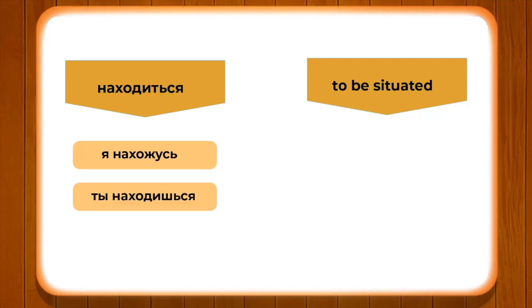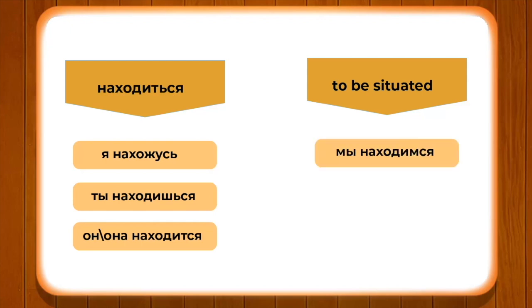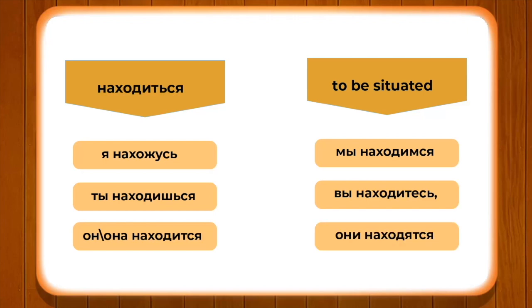Я нахожусь, находится, она находится. So in this form you can conjugate the verb находиться, and further you can see мы находимся, вы находитесь, они находятся. So it is in continuity. You can also see how we use these different aspects of the verbs, but in this case this is a very important verb находиться, which means to be situated.